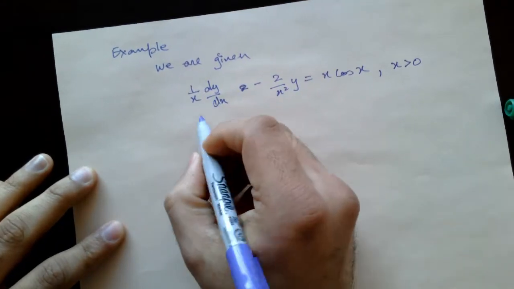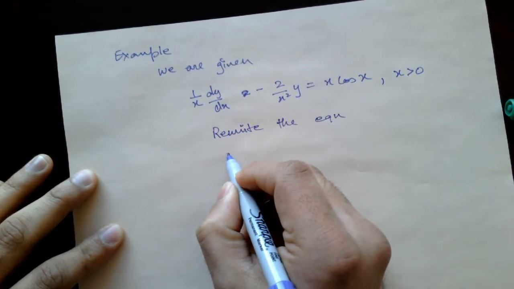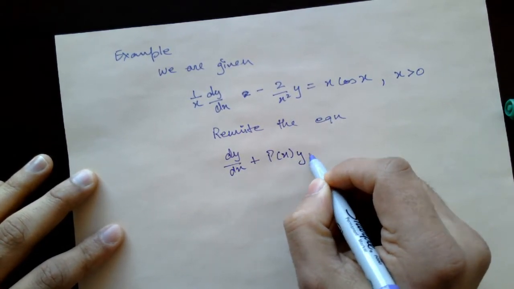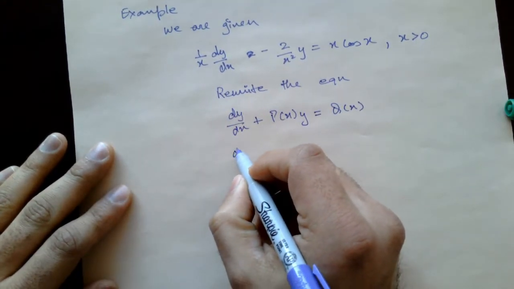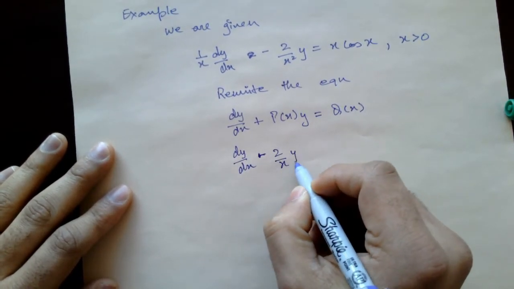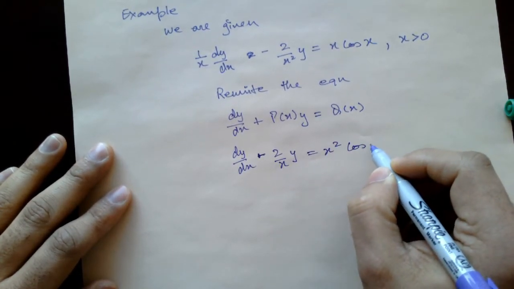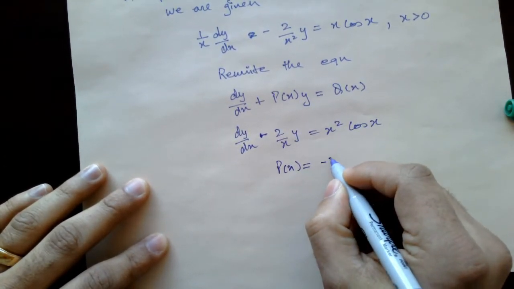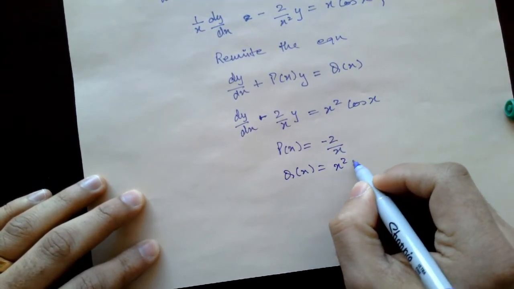Okay, so let's rewrite the equation into standard form. That becomes dy/dx + p(x)y = q(x). So similarly, following it, dy/dx - (2/x)y = x² cos(x). So our p(x) is -2/x, and q(x) is x² cos x.